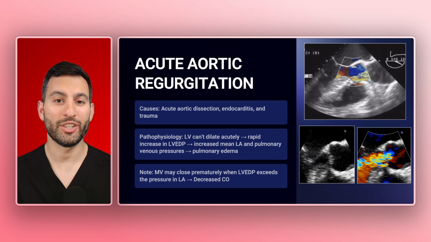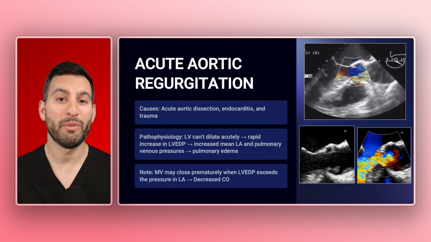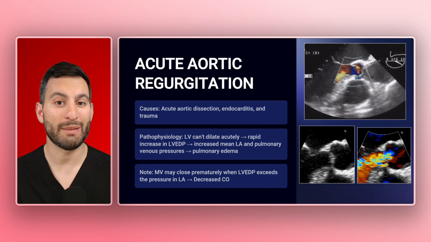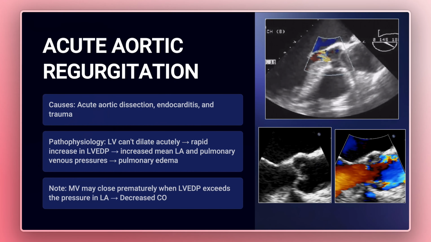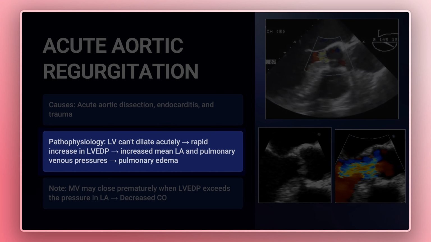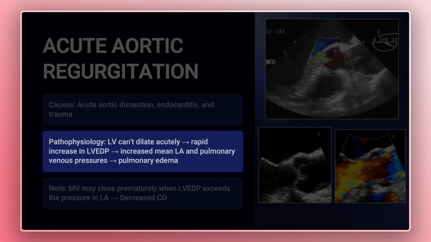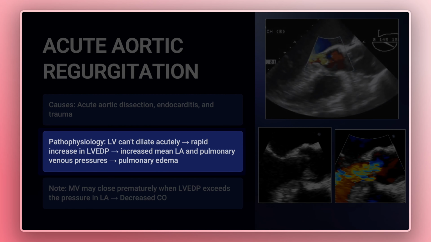Acute aortic regurgitation occurs when a patient develops aortic regurgitation with quick onset before the left ventricle has time to adapt to the higher volume and pressure overload. Causes of this include acute aortic dissection, endocarditis, and trauma. As I mentioned, the left ventricle cannot dilate acutely. This leads to a rapid increase in left ventricular end diastolic pressure.